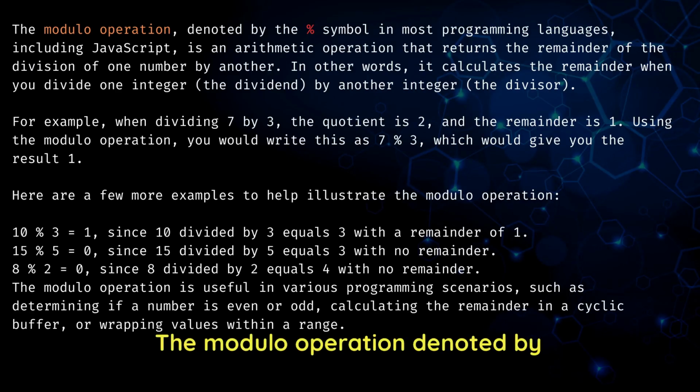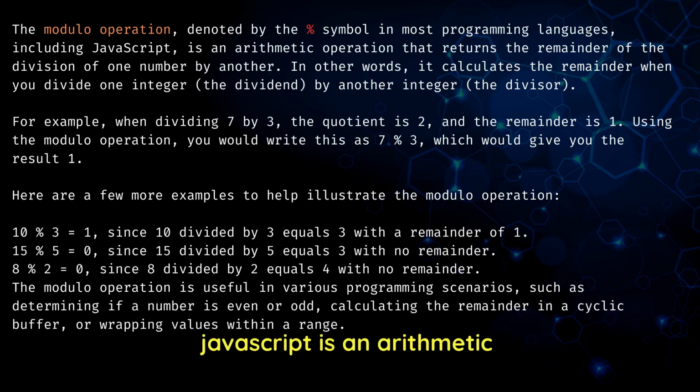The modulo operation, denoted by the % symbol in most programming languages, including JavaScript, is an arithmetic operation that returns the remainder of the division of one number by another. In other words, it calculates the remainder when you divide one integer, the dividend, by another integer, the divisor. For example, when dividing 7 by 3, the quotient is 2 and the remainder is 1. Using the modulo operation, you would write this as 7 modulo 3, which would give you the result 1.